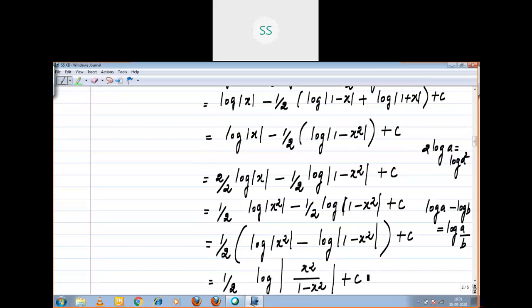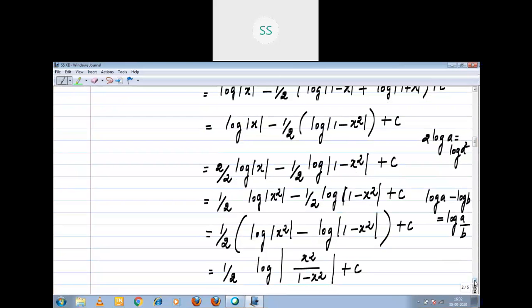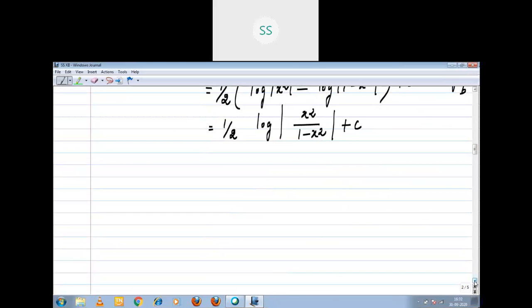Log a minus log b can be written as log a by b. Log a minus log b equal to log a by b. So 1 by 2 into log of modulus x square by 1 minus x square plus c. Got it, children? How I simplified the format? Now I am going to move to question number 3.